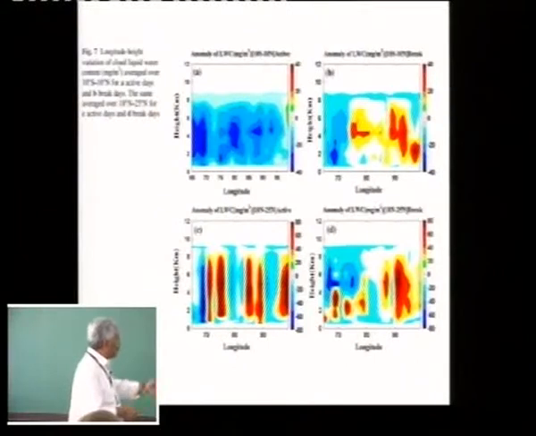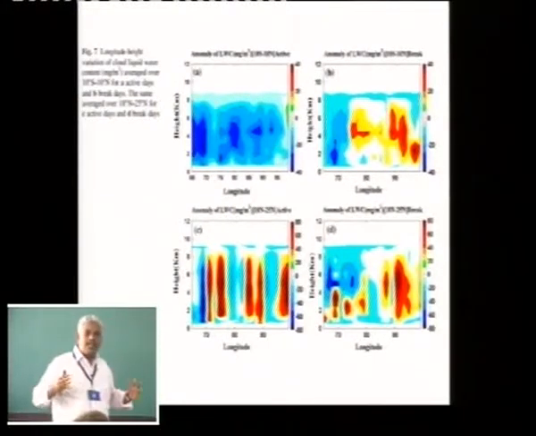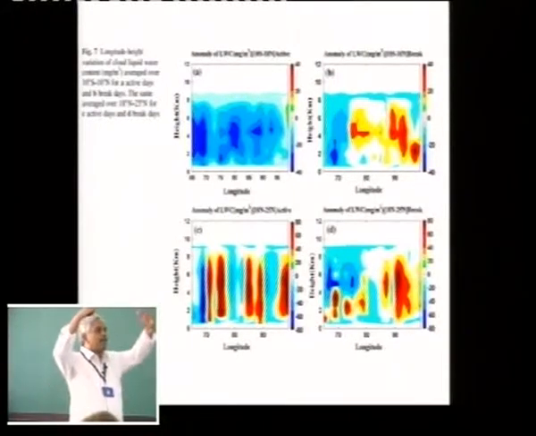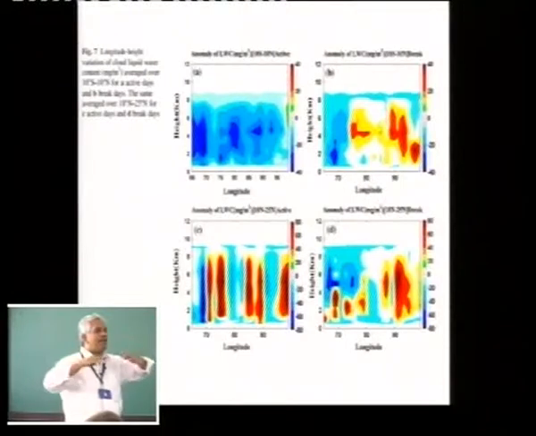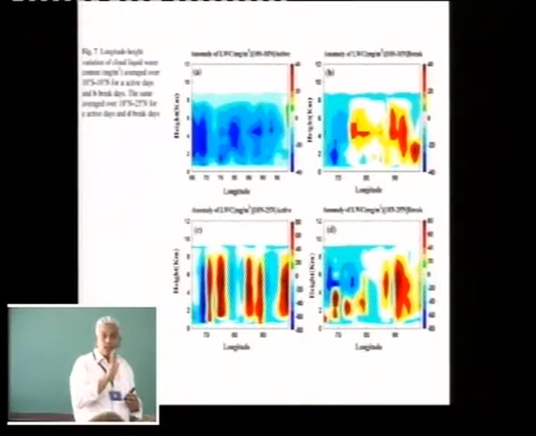So I will show later a MoES result which shows that if you take the total cloud frequency, there is not much difference between active and break. If you see from the top, the cloud amount is the same between active and break spells. What makes the difference between active and break spells is the amount of deep convective clouds, not the total amount of clouds.